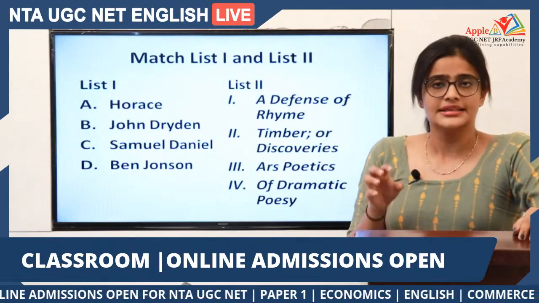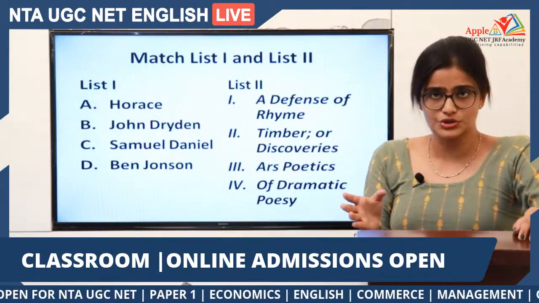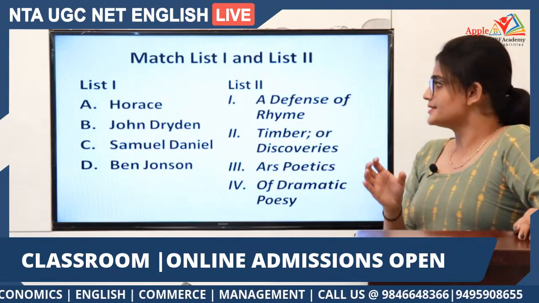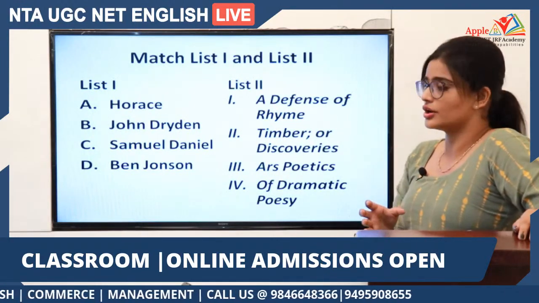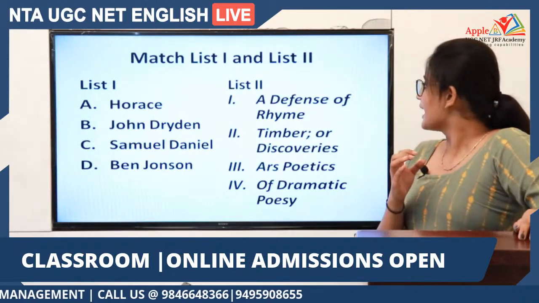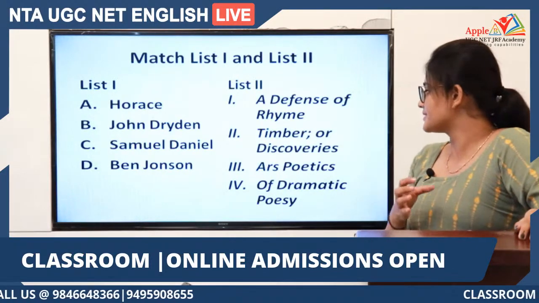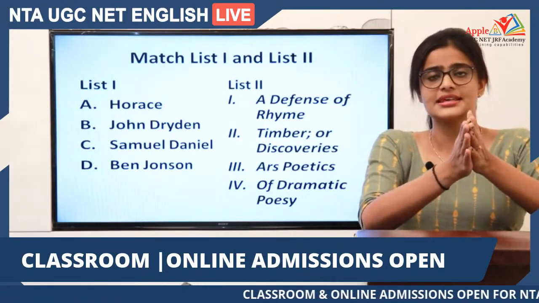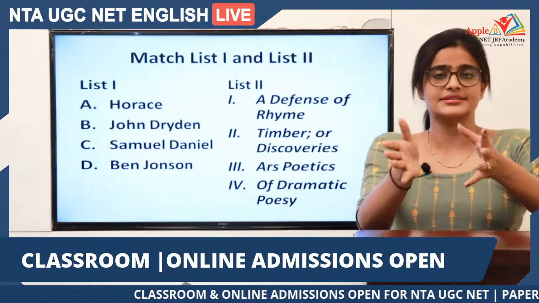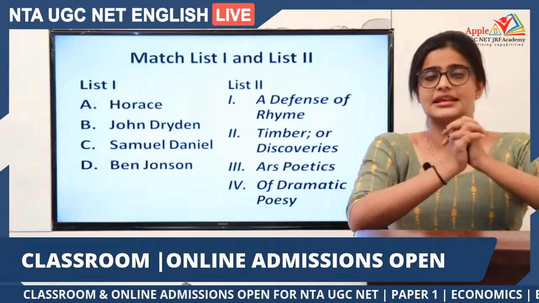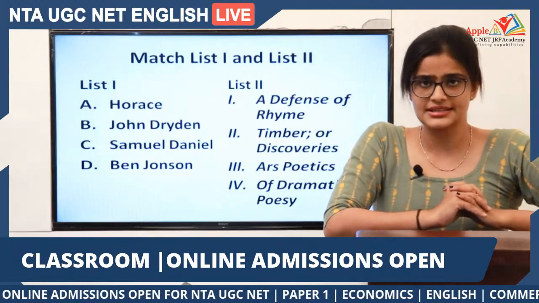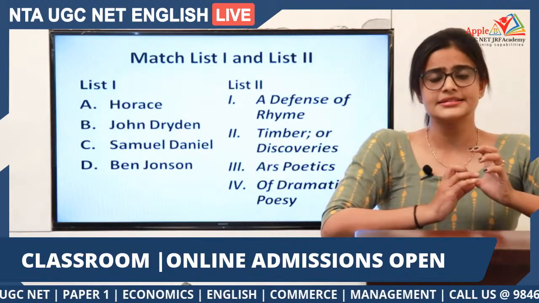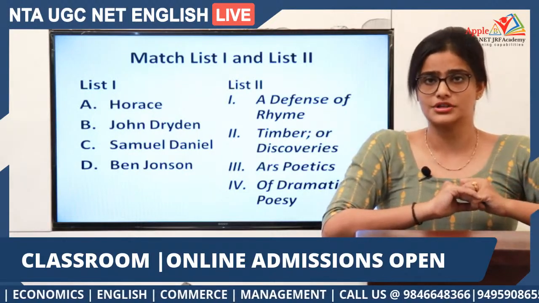So remember, these writers might have written only one or two works, and they are very important from the NET point of view. So Horace, John Dryden, Samuel Daniel, Ben Jonson. And in list 2, we have A Defense of Rhyme, Timber or Discoveries, Ars Poetica, and Of Dramatic Poesy. If we look at the recent trends in the Indian NET exam, most questions from literary theory or literary criticism are based on the very name and the author of that particular work.